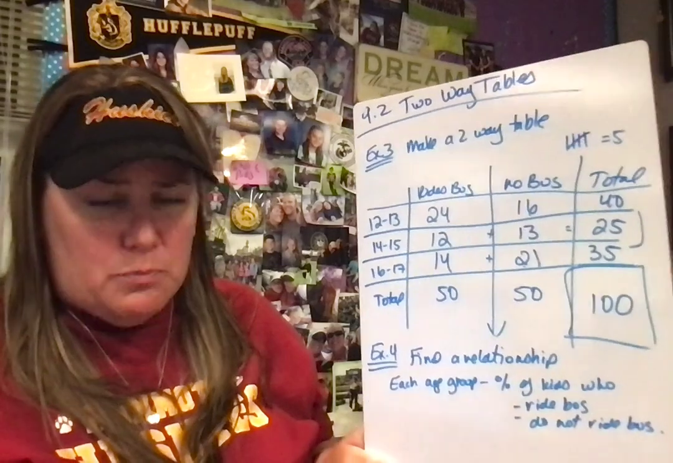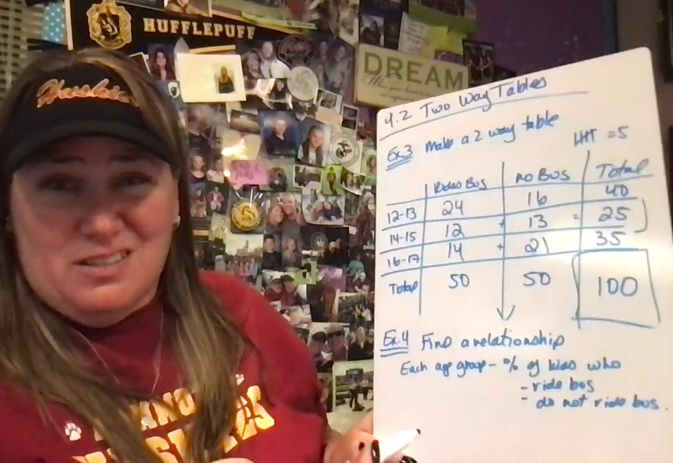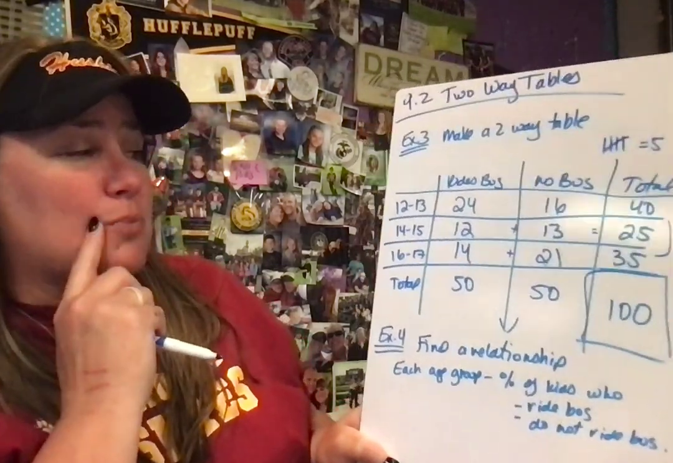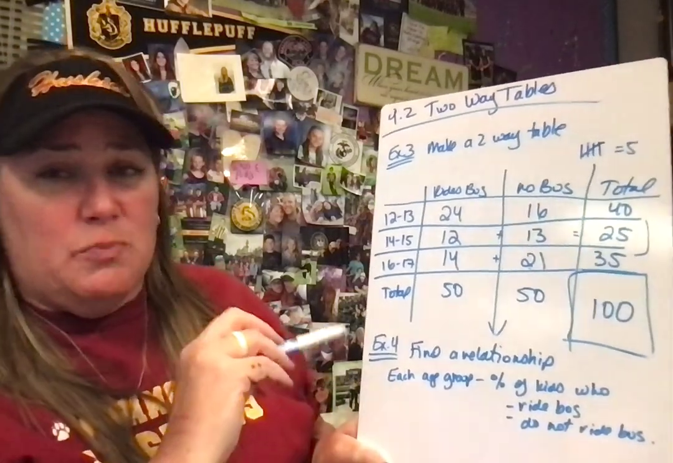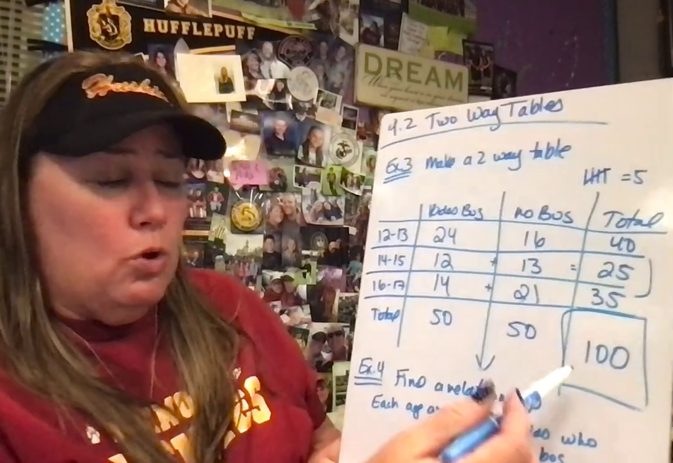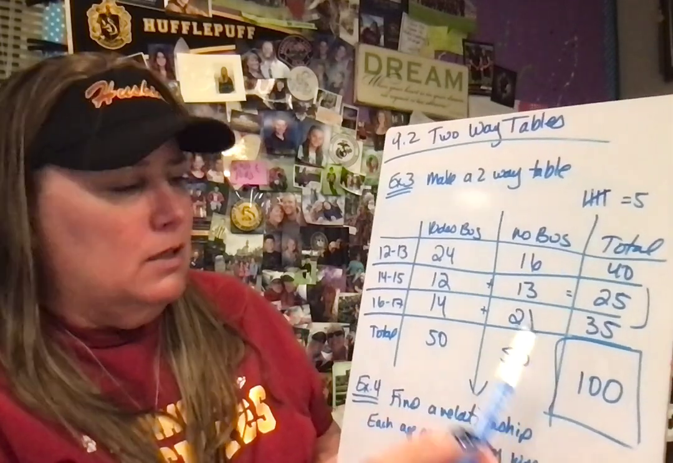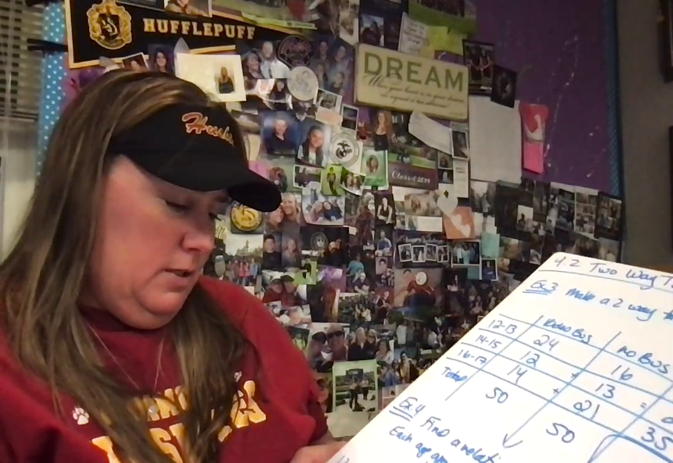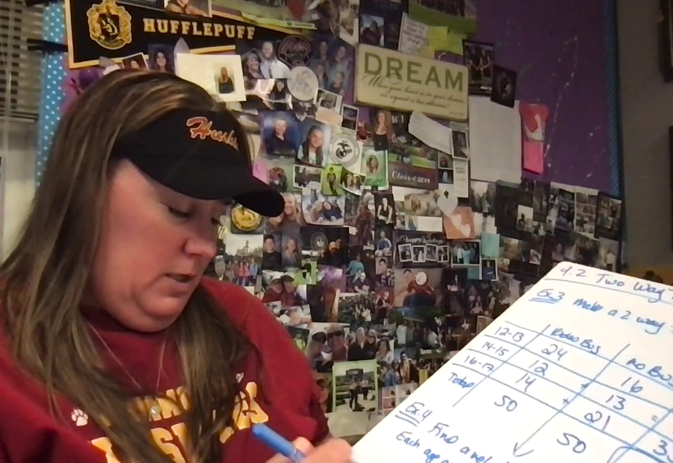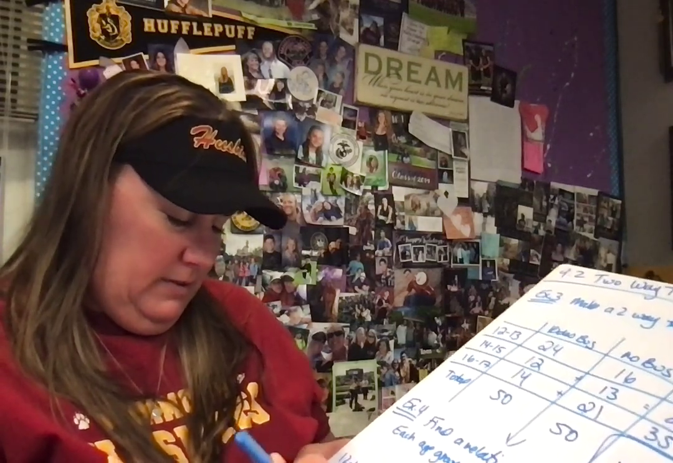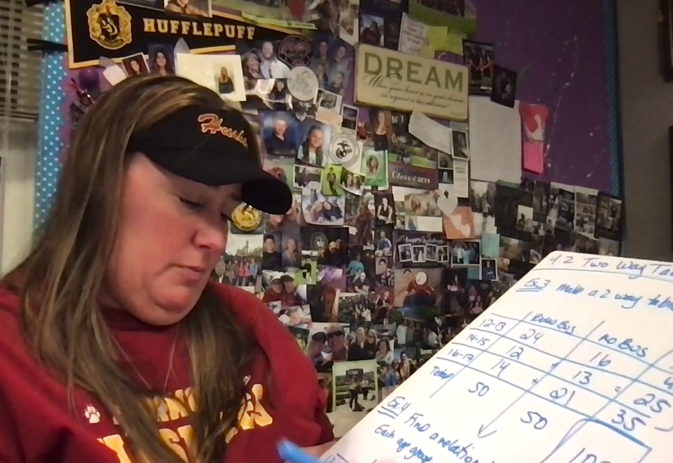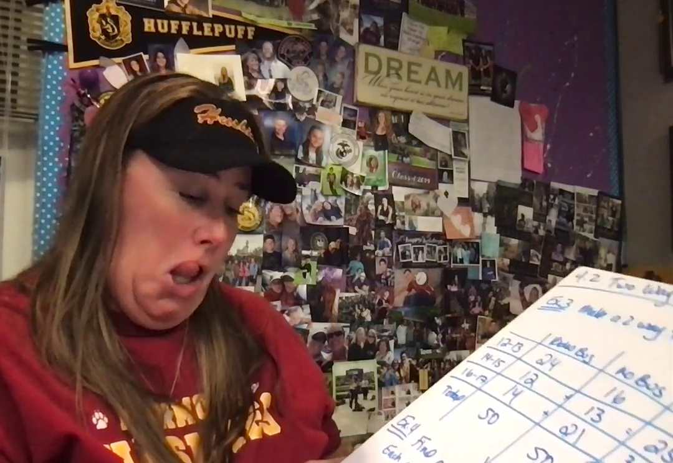And why is that important? Because I didn't give you a chance to think about it. The reason why it's important to know it, we're going by the age bracket, is because we're not taking it from a total of 100. We're taking it from the total of each age bracket. So like I said, I'm going to recreate this really small. 12 to 13, 14 to 15, 16 to 17, and I'm just going to keep it really simple. Bus, no bus.